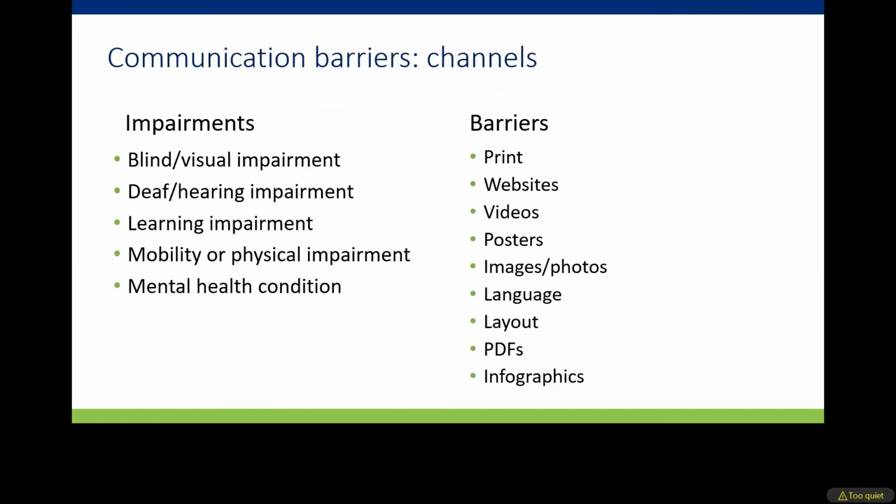So as we've said before, one size doesn't fit all, but there might be similar barriers in particular impairment groups. So for blind visual impairment groups, you might probably find all of those barriers on the right-hand side, there are barriers within those communications, all of them. So print, websites, videos, posters, images, language, layout, PDFs, infographics. If you're deaf or have hearing loss, you might find that websites or videos and language might be the barrier.